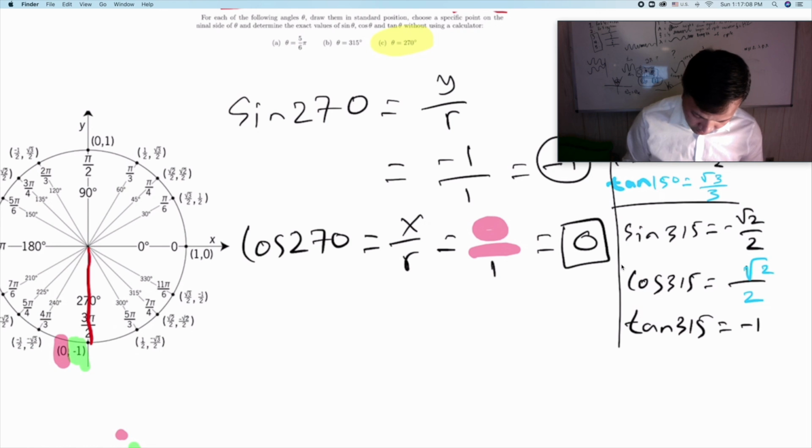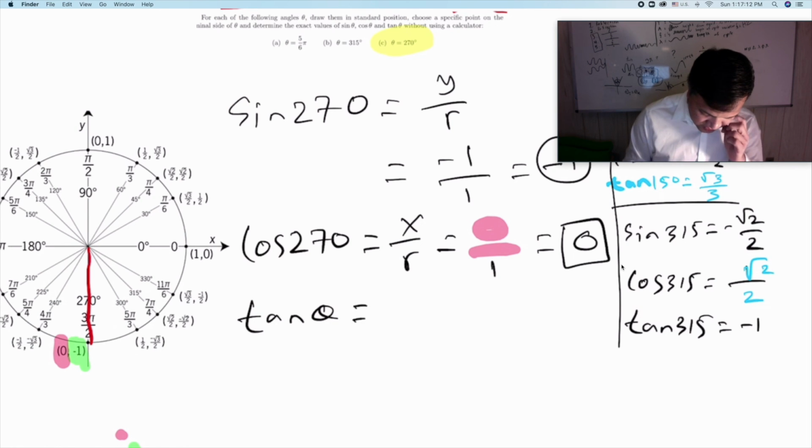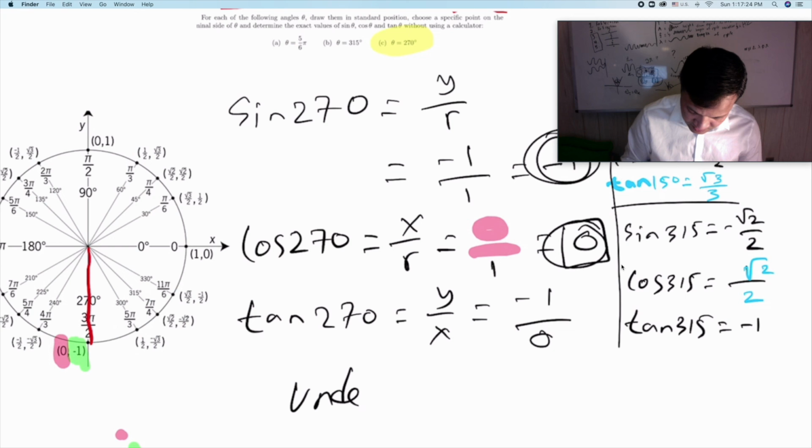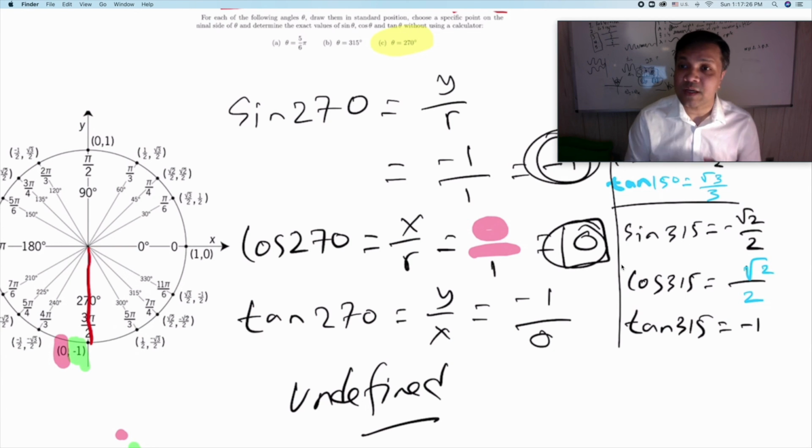Now tangent could be tricky. Tangent 270 is equal to y over x. So y is negative 1 and x is 0. So anything divided by 0 is undefined. All right, so tangent 270 is undefined.